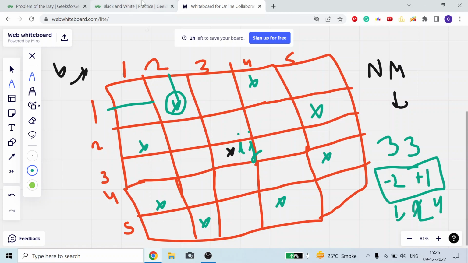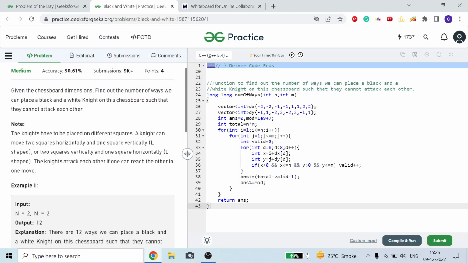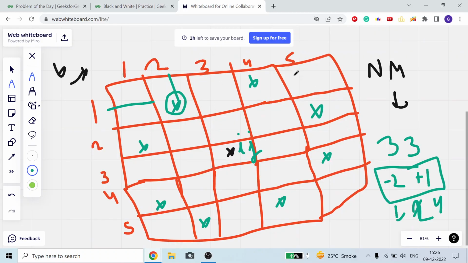So we will find the coordinates of all eight possible vertices. Here dx is this and dy is this. If I change dx by -2 and dy by -1, or -2 and +1, and so on, these are all eight different combinations. These are the 8 cells. If I put my white knight in any of these 8 cells, it will directly attack my black knight.